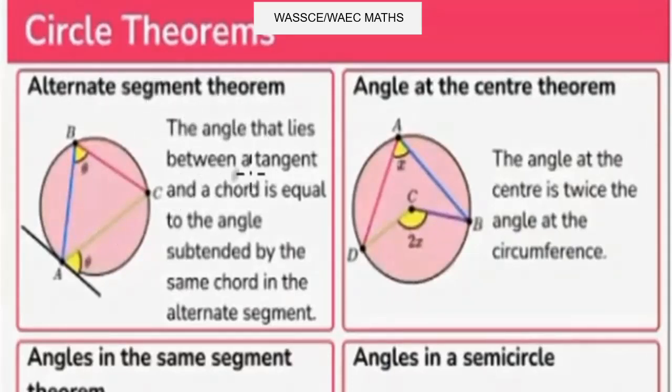Now this theorem states that the angle that lies between a tangent and a chord is equal to the angle subtended by the same chord in the alternate segment. Now the second one I have here says angle at the center theorem. It says the angle at the center is twice the angle at the circumference. Don't worry, we're going to practice with a question and apply these rules to see how they apply to such questions.